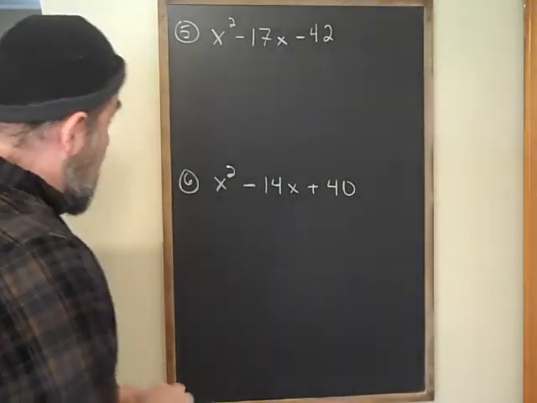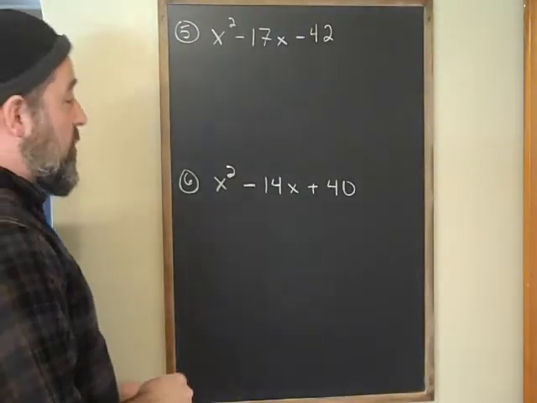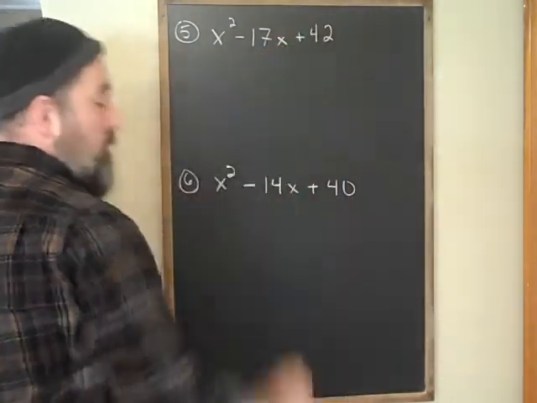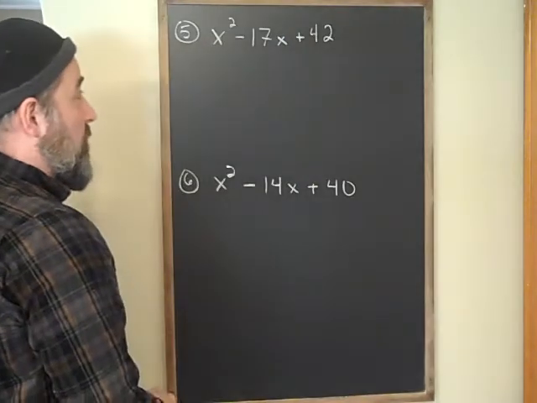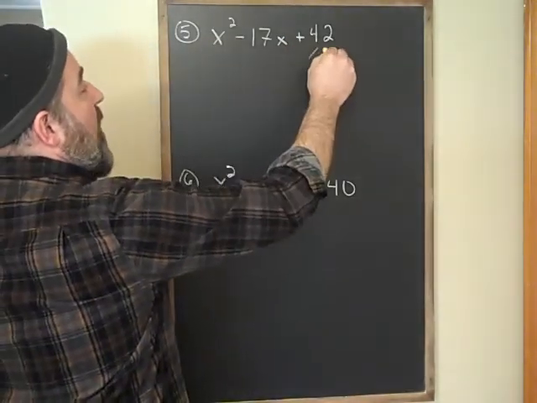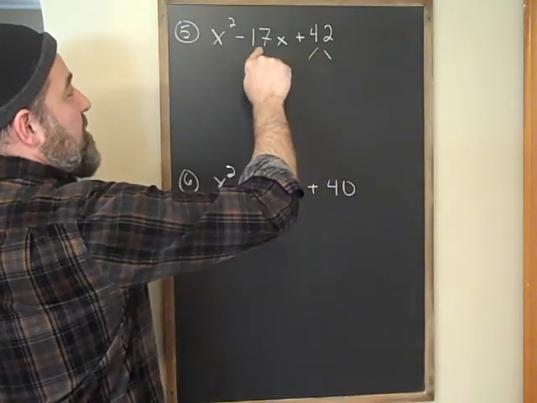All right, 5 and 6. 5, whoops, I copied it wrong. I should say plus 42. So at number 5, we're factoring this trinomial. This says plus, so we're looking for factors of 42 that add to be 17.